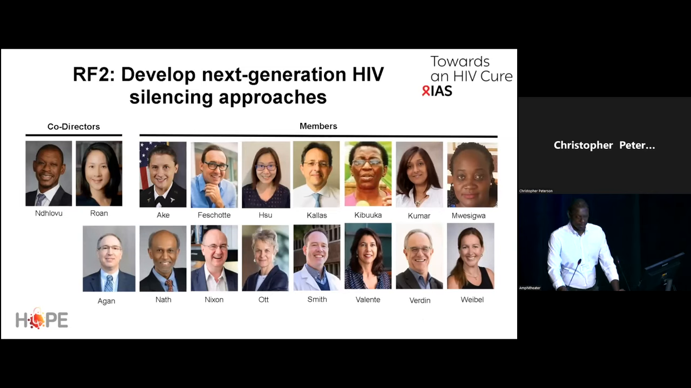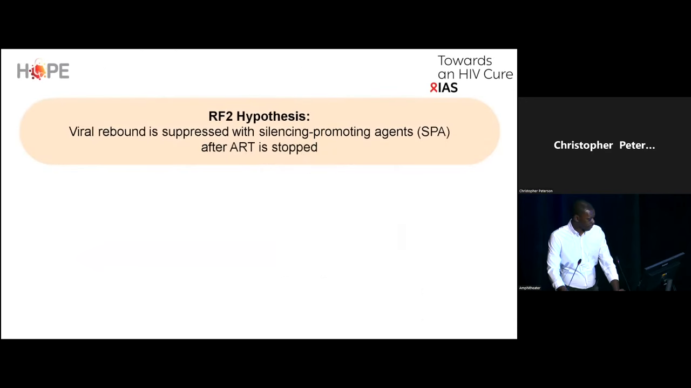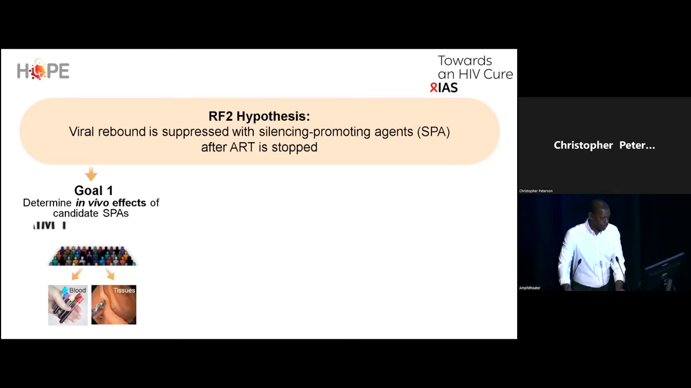The program is really to develop the next generation of HIV silencing approaches. Our hypothesis is that viral rebound is suppressed with silencing promoting agents, these SPAs, which we are trying to identify, after ART is ceased, and that we hope will prevent any reactivation. We want to try to do this in vivo. So the hope is we can identify potential candidate silencing promoting agents, find individuals on ART that are actually taking these agents, and then see what impact this has had on the reservoir, both in blood and also in tissues.